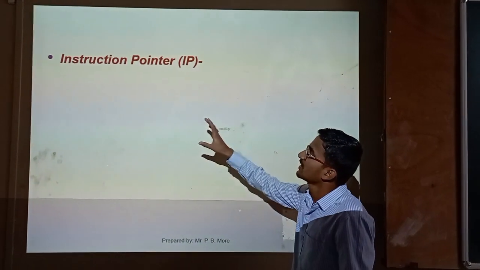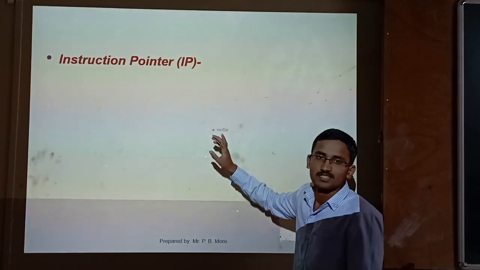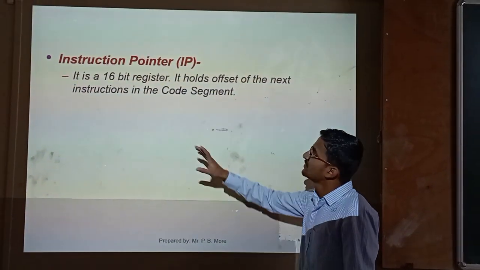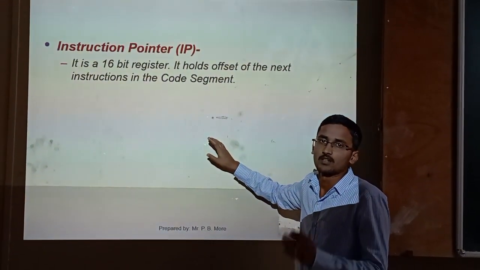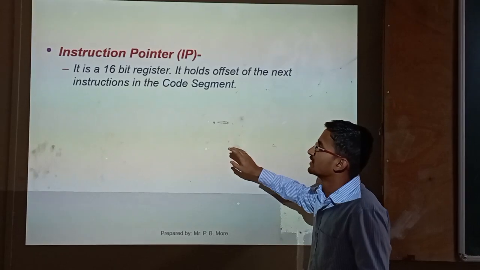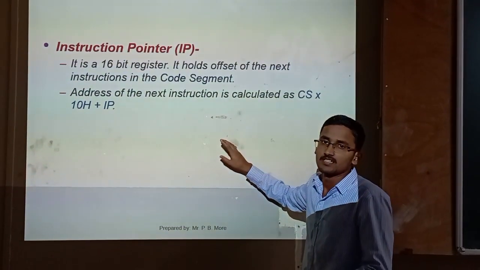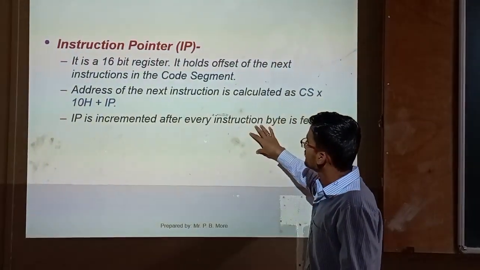Now we will see about the instruction pointer. It is the fourth part. Let's see about the instruction pointer. It is a 16-bit register, and it stores the offset address of the segment register, as the address of the next instruction is stored in the instruction pointer.